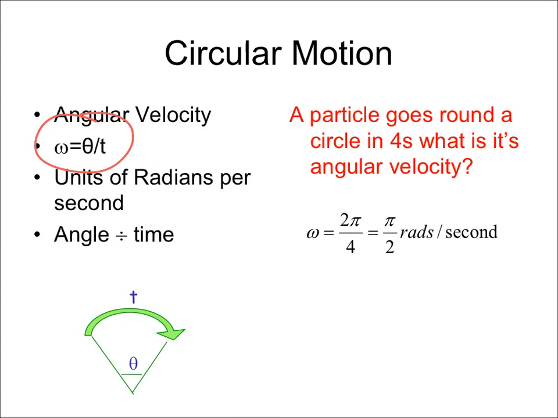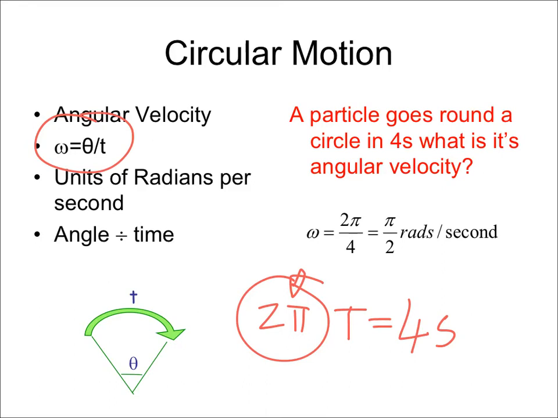Here, for instance, we have a complete circuit. And when you go round once, you've gone through an angle of 2 pi radians. So whenever you have the period of the oscillation, i.e. it's gone round in 4 seconds, capital T usually used for period, then 4 seconds, 2 pi radians, that's the calculation up there. 2 pi divided by 4 gives you pi over 2, and the correct units are radians per second.